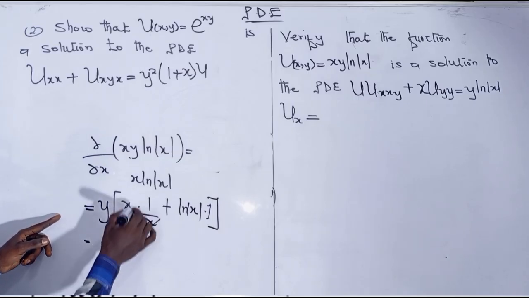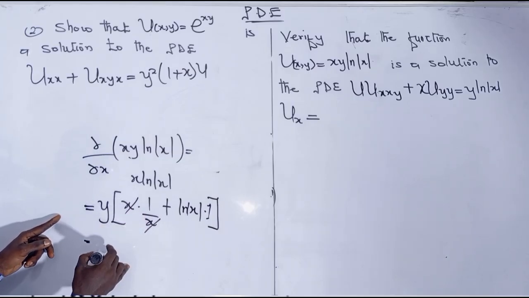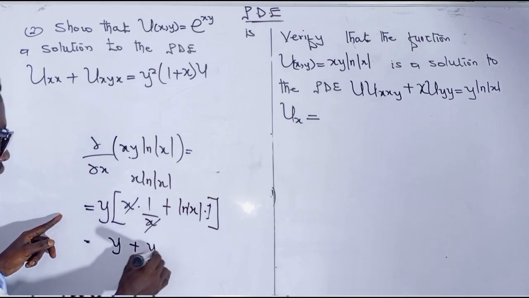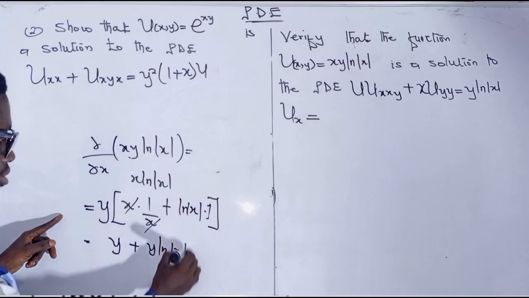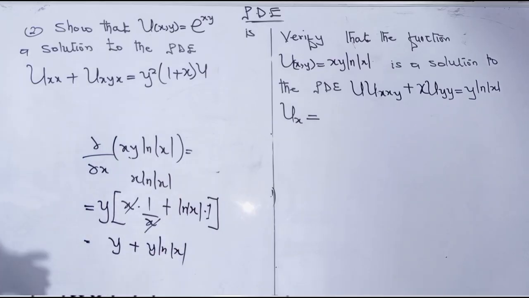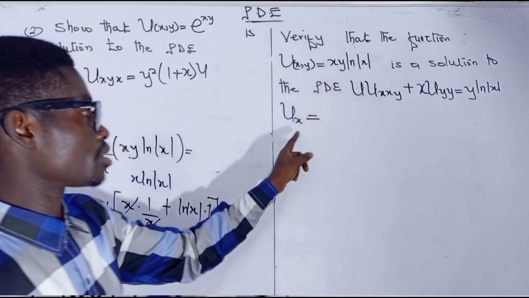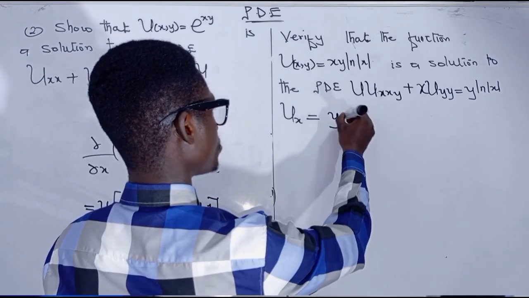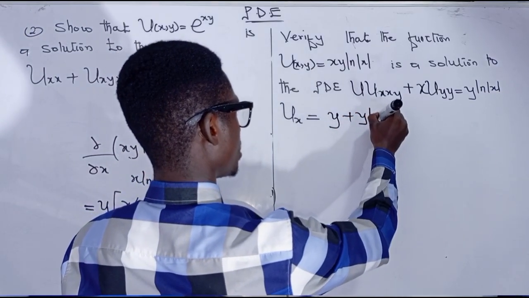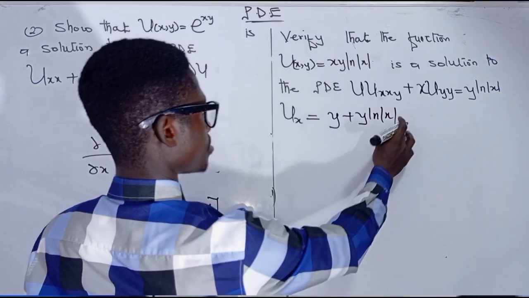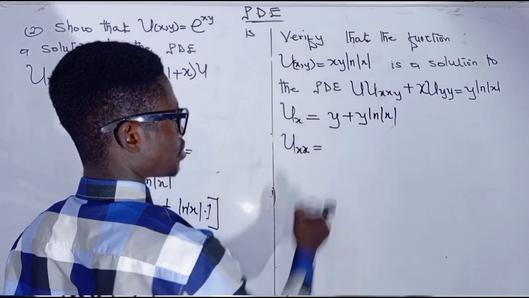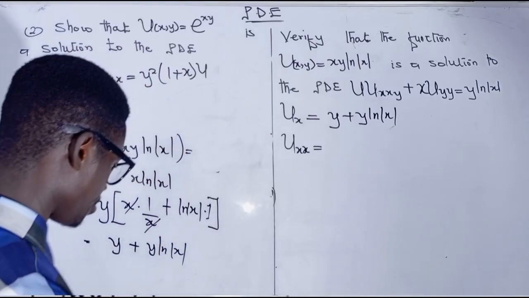So you can see that this x cancels this x. We are left with what? y times 1 will give us y. Plus y times ln x will give us y ln x. So it means that when we take the partial derivative of this function with respect to x, we are getting y plus y ln x. Then we take the second partial derivative of that function with respect to x again.